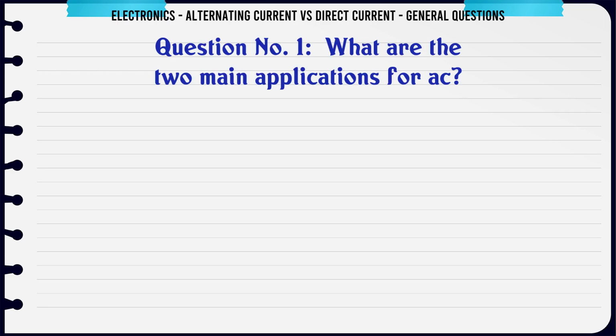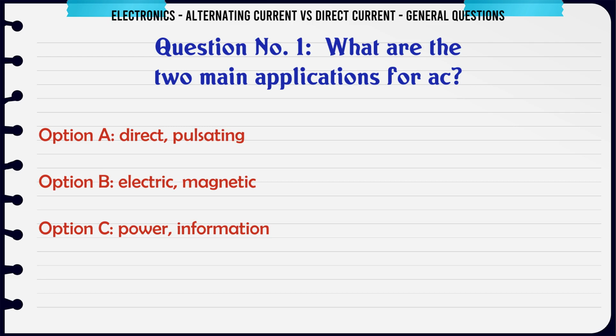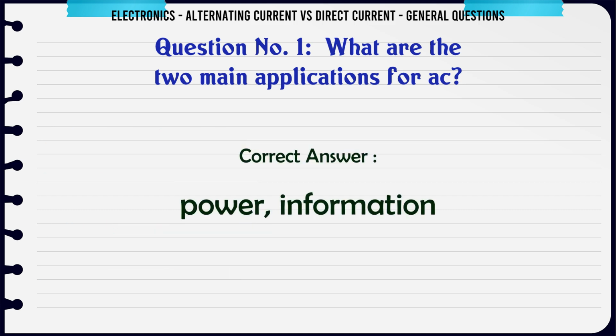What are the two main applications for AC? A. Direct pulsating. B. Electric magnetic. C. Power information. D. Static dynamic. The correct answer is power information.